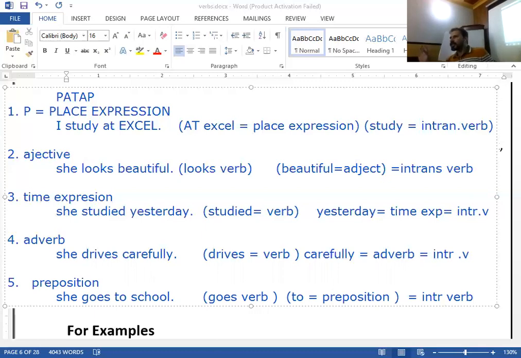Remember the formula: after the verb we have PATAP. Place expression, time expression, preposition, adverb, clear? And adjective. Intransitive verbs cannot be changed into passive. For example, she goes to school. School is gone by her. Is that wrong? Yes. Because there is no object, it cannot be changed into passive form. Intransitive verbs will not change into passive.